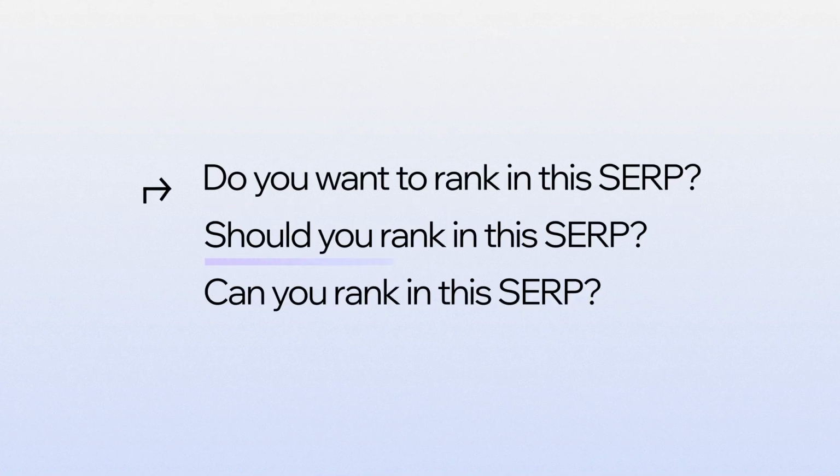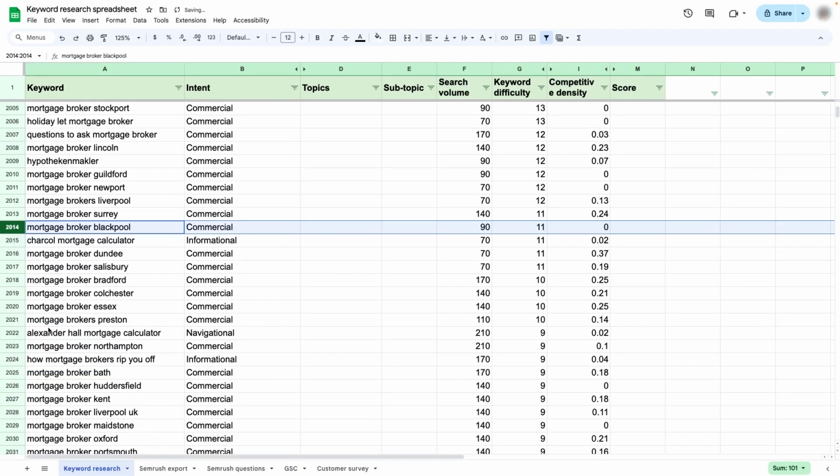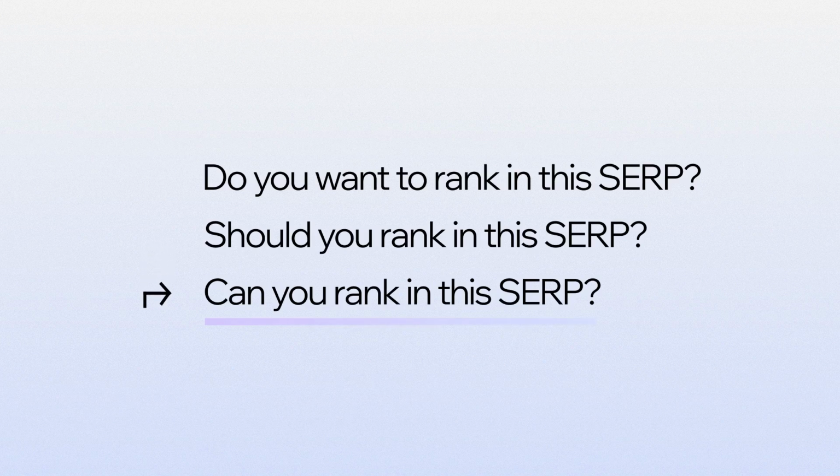Next question. Should you rank in this SERP? Be honest here. If people are searching for a specific place that isn't you, or information that you don't have, maybe you shouldn't try and rank there. Trying to win customers by tricking them or pretending to be something you're not isn't great brand building. If you shouldn't rank for it, just remove that keyword. And the last question, do you have a realistic chance of ranking on this SERP? This one comes back to who else is ranking there right now.